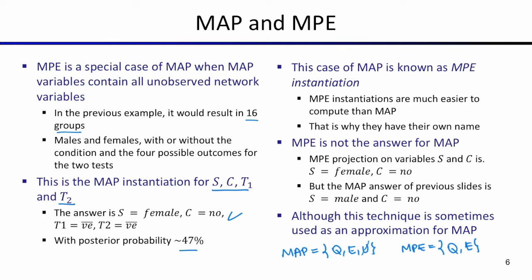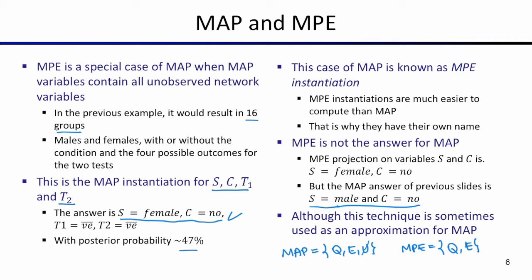This case of MAP is known as MPE instantiation, and it tends to be a lot easier to compute than the MAP queries because it will not involve the elimination of variables. It's important to note that MPE tends to be a lot easier to compute than MAP, but MPE is not the answer for MAP queries. If we look at this example, and we project this MPE answer into the variables S and C, or in this case, we just take part of the instantiation, so this part here, S equal female and C equal no, it is not the same answer that we got for the MAP query, that we got S equal male and C equal no.